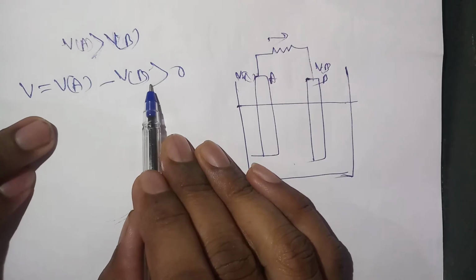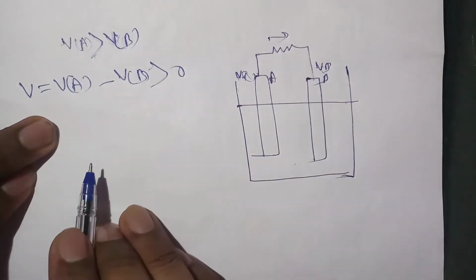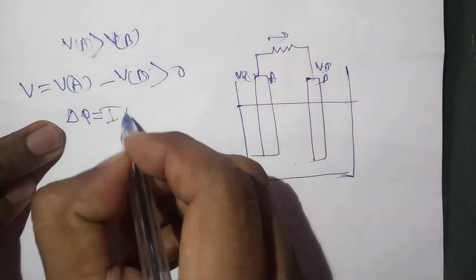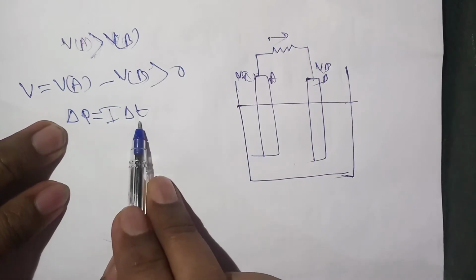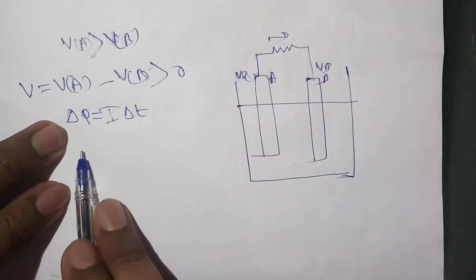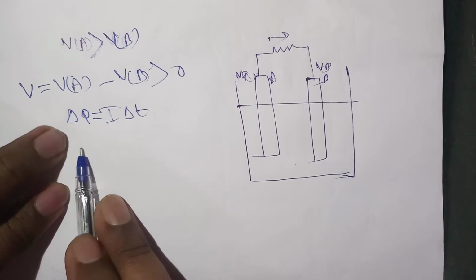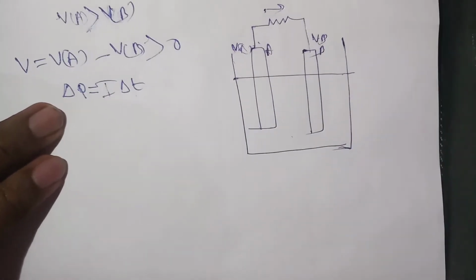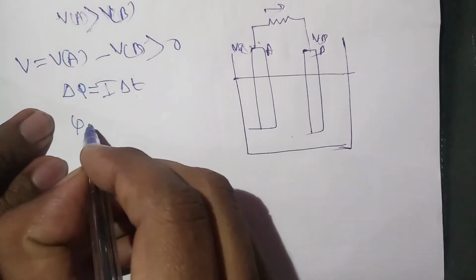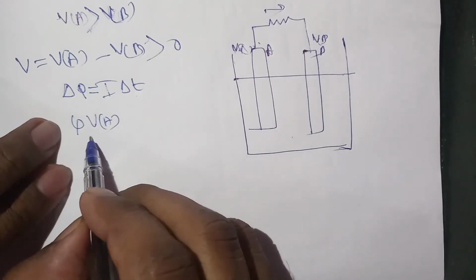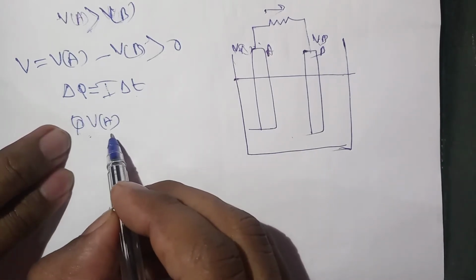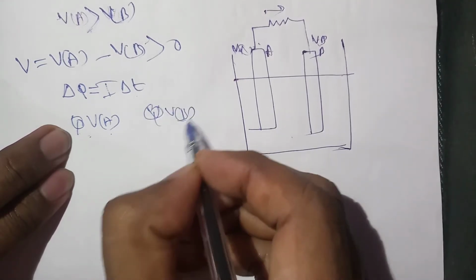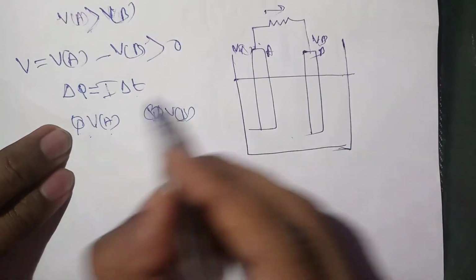Now you see, if a small charge is passing here, the charge delta Q passing can be written as I into delta T. That is, charge is equal to current into time, which we already know, or current is equal to charge by time. Now here and here we have some potential energy also. The potential energy is given by Q into VA. This is the potential energy of this charge at A, and at B it will be Q into VB.